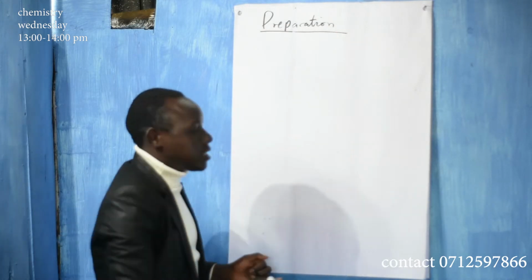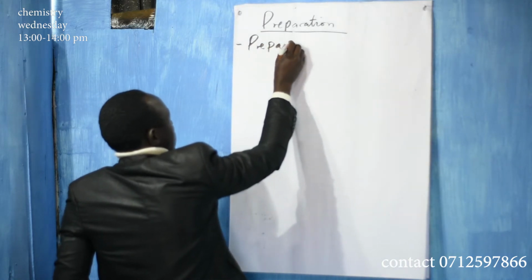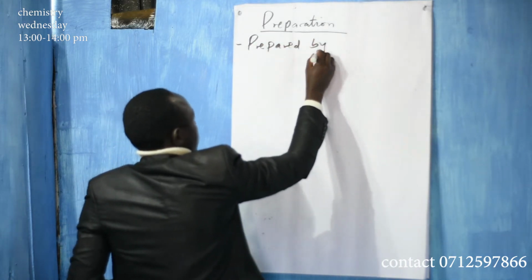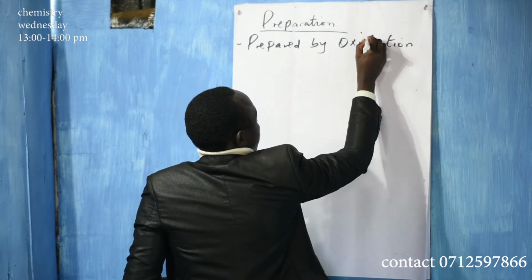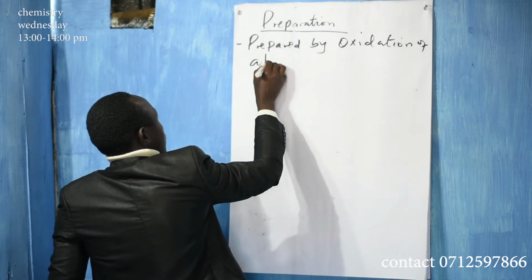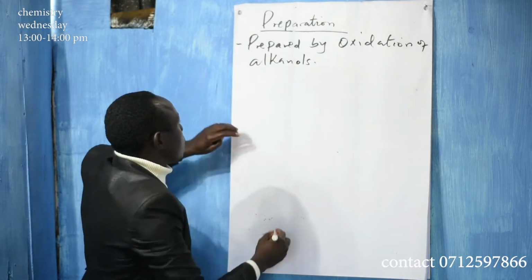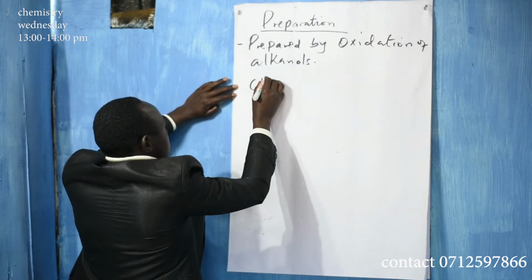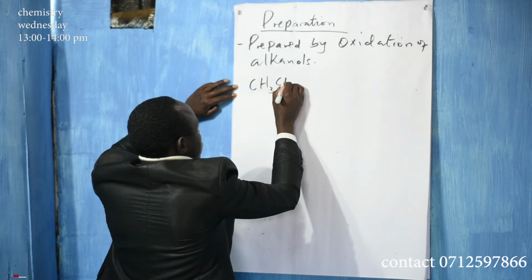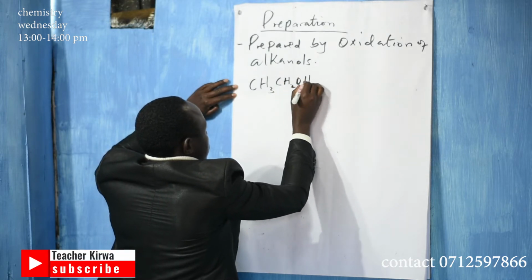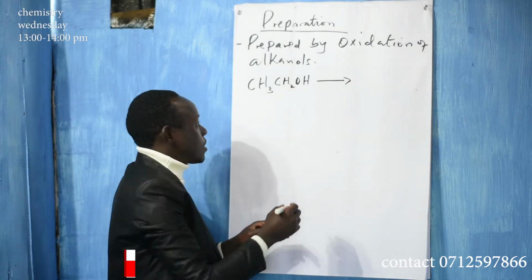Preparation of alkanoic acids. They are prepared by oxidation of alkanols. Oxidation of alkanols, for example, CH3CH2OH. This one undergoes oxidation. You remember the oxidizing agents?